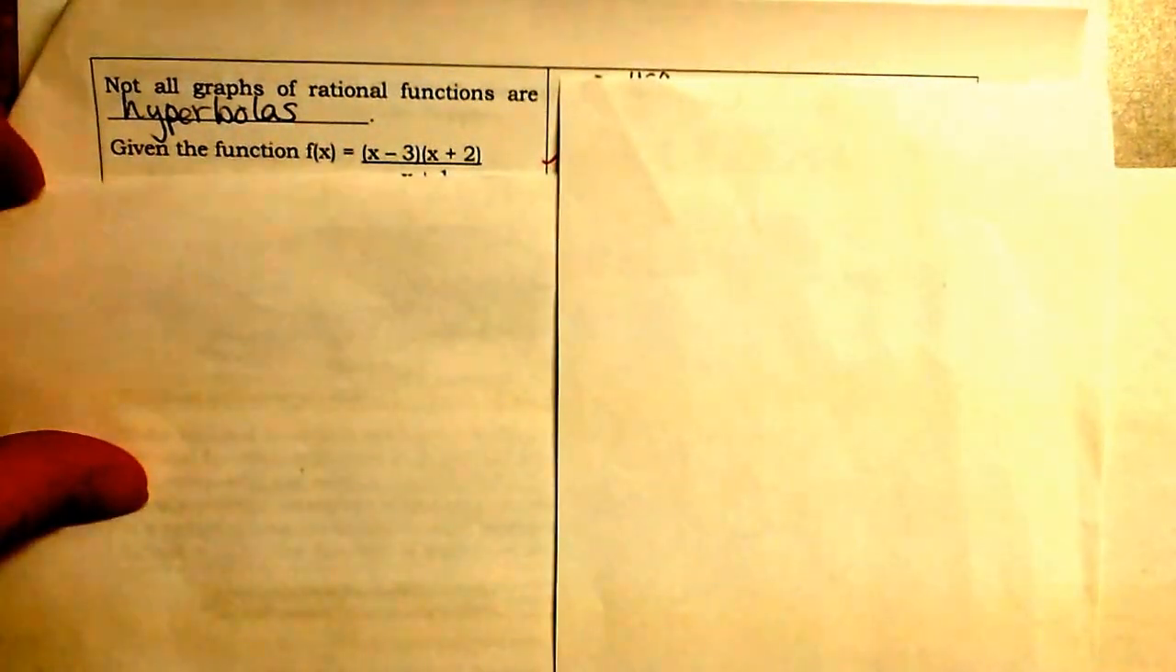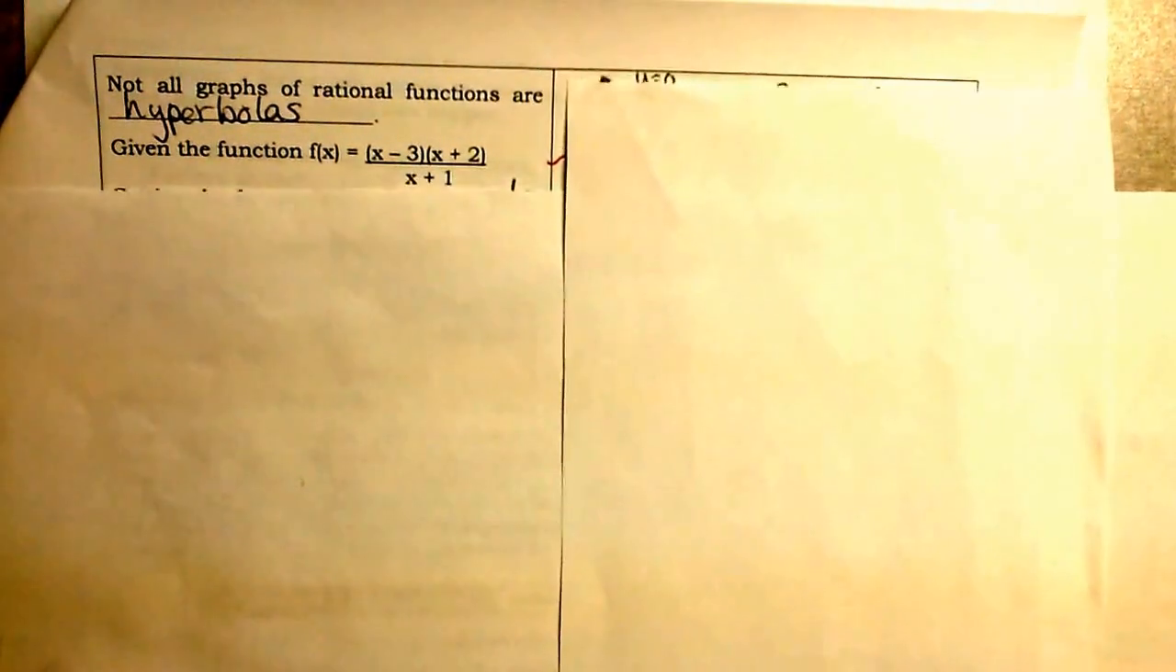All right, on the next page, not all graphs of rational functions are hyperbolas. Okay, so let's look at a graph to get some more information about it. If it's not in the form that it was on the first page, then you'll want to factor the numerator and denominator to get the information out that you need.